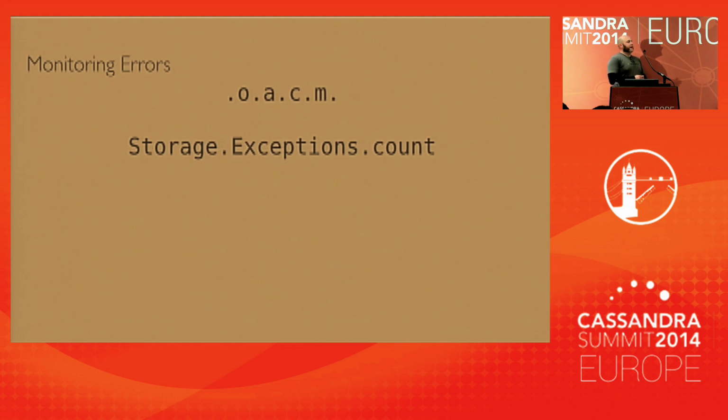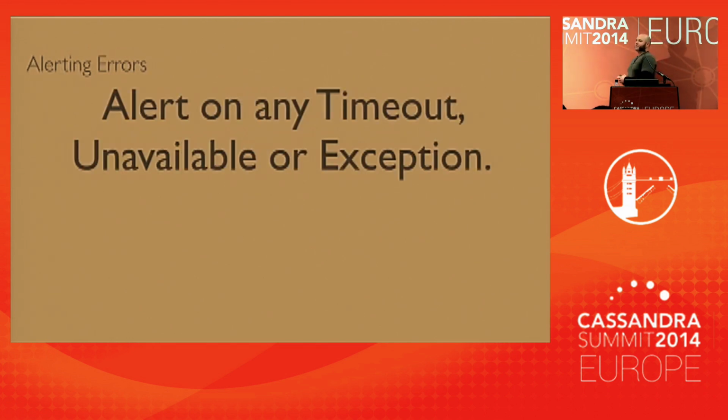And we track whenever there's an unhandled exception in the code base. You'll see that when you do nodetool info, it'll tell you the number of exceptions. If you get any of these, I think you should alert on them. It means that either your cluster is overloaded or there's a bug in Cassandra. And you probably want to know about both those situations.